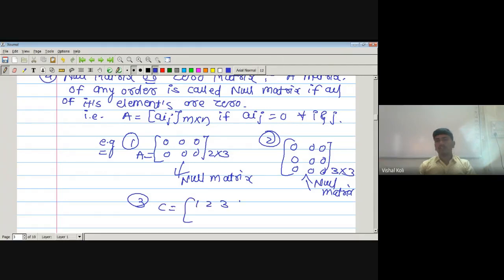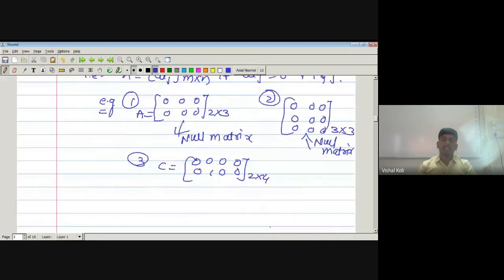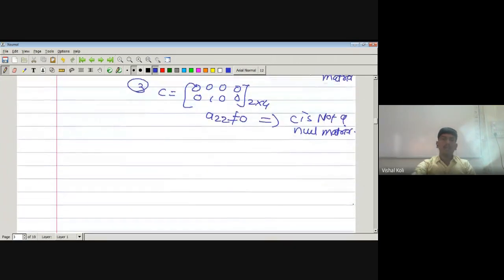For example, 0 0 0 0 0 1 0 0. Okay, so it is a matrix of order 2 by 4. Here there exists one element 1, that is a22, which is not equal to 0. So a22 is not equal to 0, which implies C is not a null matrix. Now the next type will be a diagonal matrix.